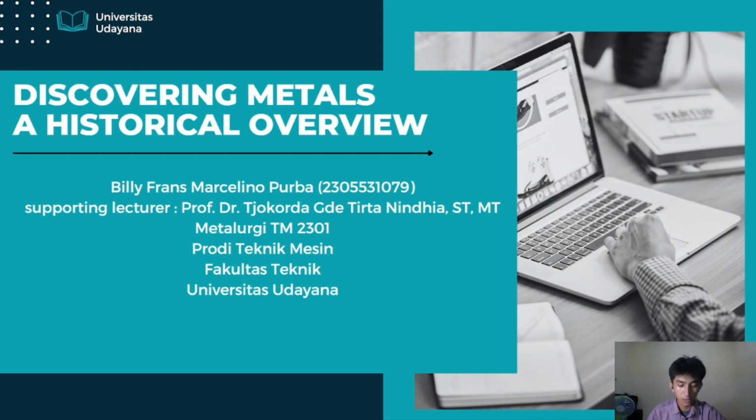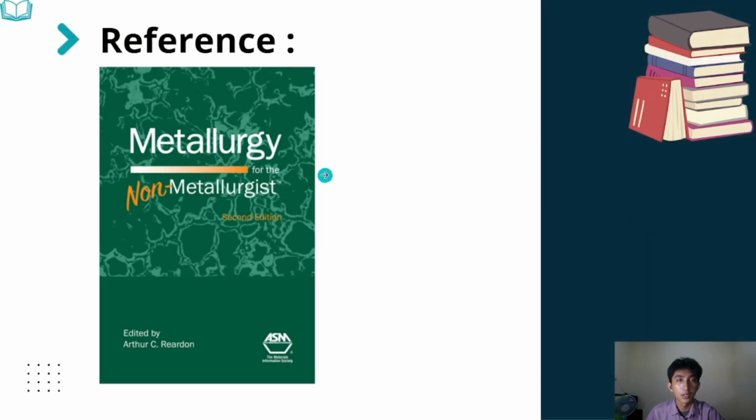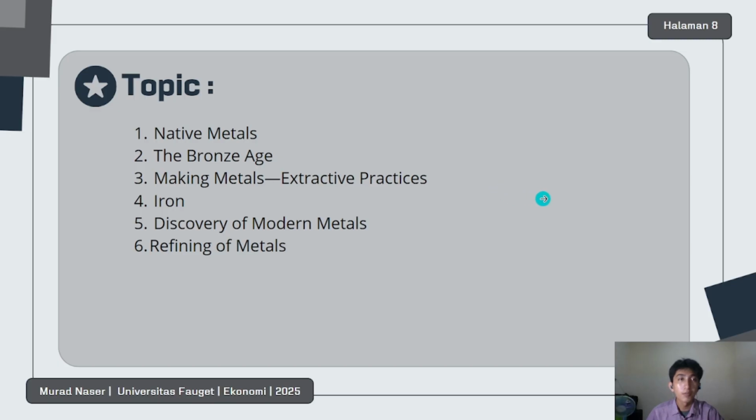Now I will present my presentation, Discovery of Metals: A Historical Overview. Reference: Metallurgy for the Non-Metallurgist, second edition, edited by Arthur Sheridan. The topics are: first, native metals; second, the Bronze Age; next, making metals and extractive practice; next, iron and the discovery of modern metals; and next, refining of metals.